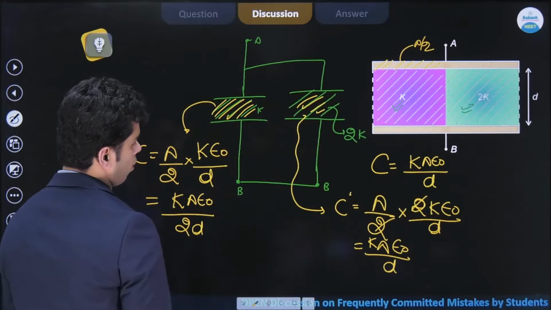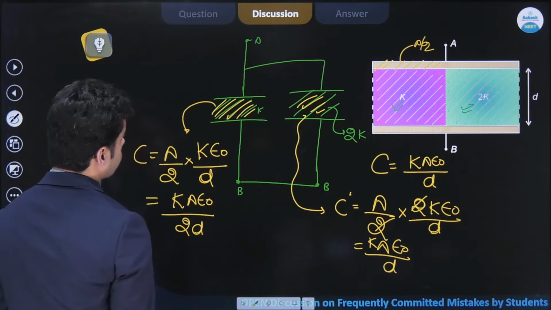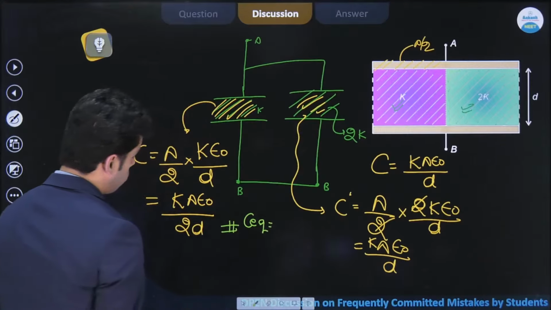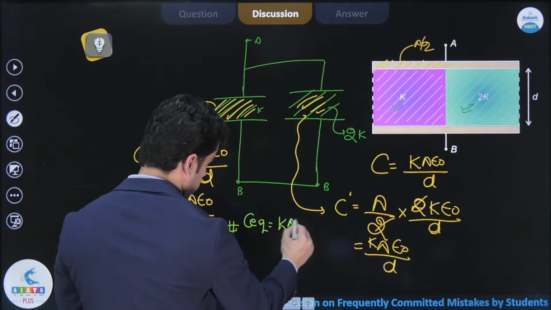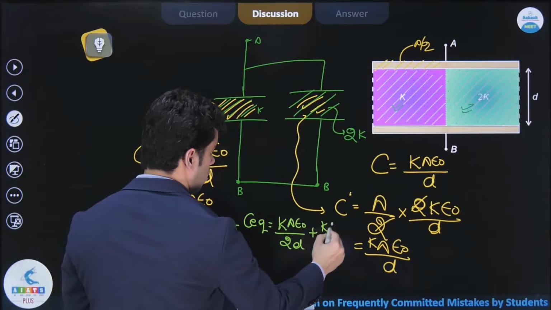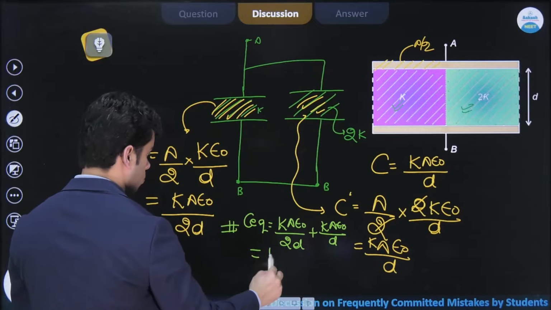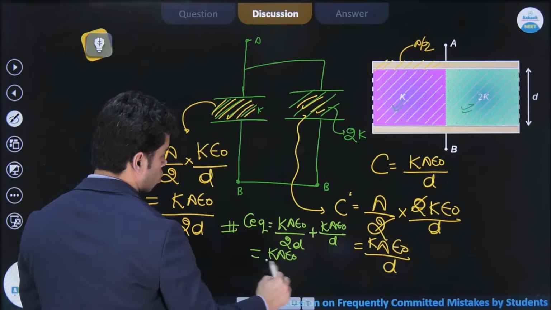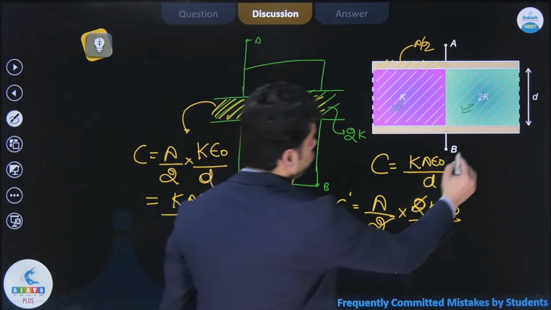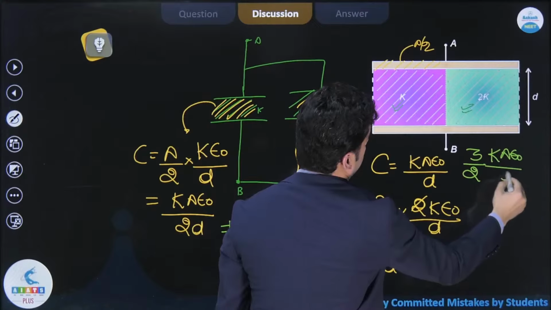Right? So I want to find C equivalent. It is equal to K A epsilon naught by 2D plus K A epsilon naught by D. Let's take K A epsilon naught by D as common, and it becomes into 3 by 2. So the correct answer is 3 by 2 K A epsilon naught by D.